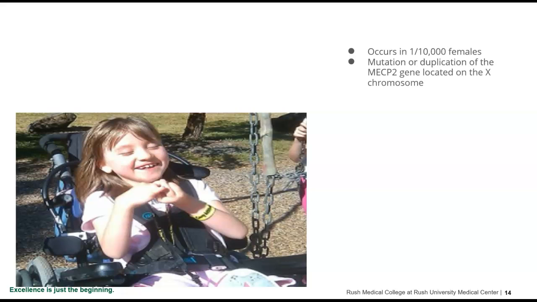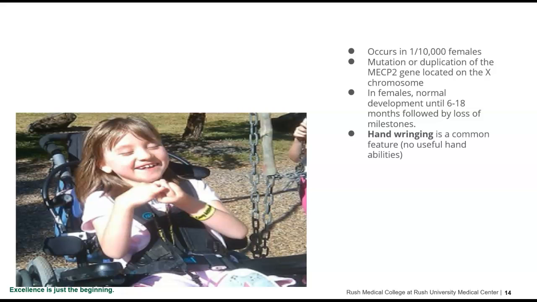Rett syndrome occurs in about 1 in 10,000 females. As I said, it's a mutation of the MECP2 gene located on the X chromosome. Females usually have relatively normal development from about 6 to 18 months, followed by loss of milestones. One of the first symptoms is hand wringing, and you can see this little girl, she has Rett syndrome, and she's always wringing her hands. Normal head circumference at birth, but then it slows and they become microcephalic.